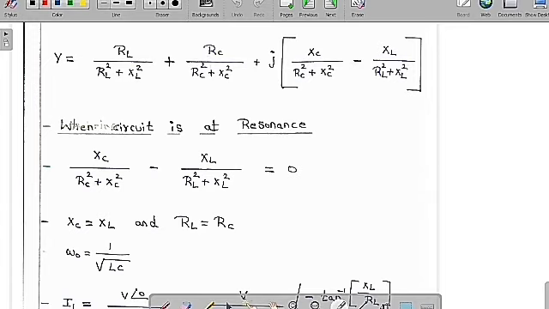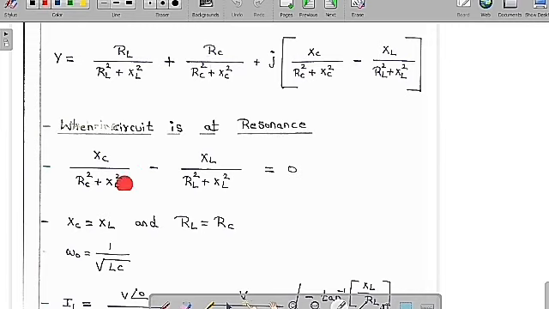See, these two terms are equal only when XC should be equal to XL and also RC should be equal to RL. Only at this condition, this total part will be equal to 0. Otherwise, it will not be equal. So we can say this overall thing will be equal only when XC is equal to XL and also RC is equal to RL. Then only we can say that this overall part will become 0.